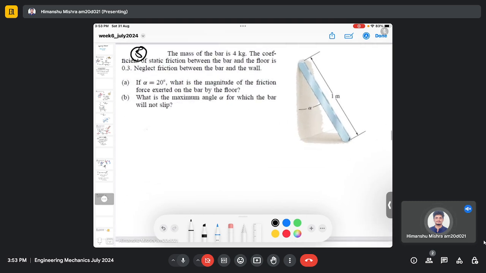So let's make a free body diagram here. There is a bar here, and there is a friction force which is acting between the floor and the bar, but not between the wall and the bar. So here there is no friction, but here there is friction.